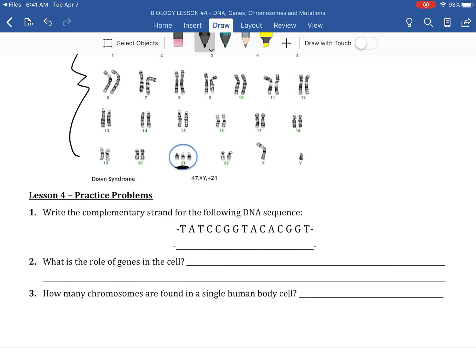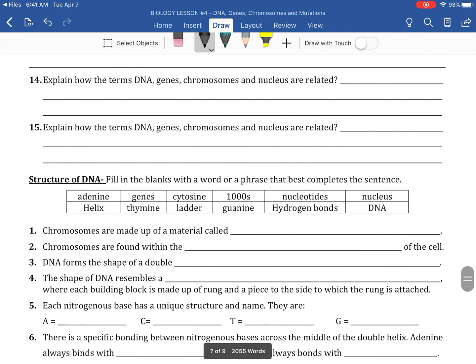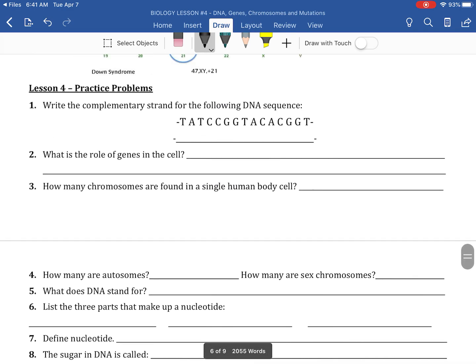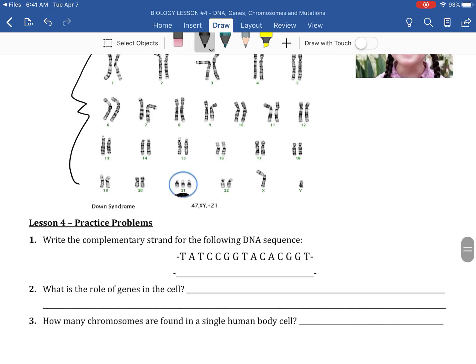Okay, so here are some practice problems you can work on. So it goes down, you can fill those questions in. This is a LearnLink gizmo. So you log in to your My Site, you go to your LMS grade 10 page, and then you can select gizmos and you can launch your gizmo. I'll give you further instructions on this before, but this is the homework and worksheets that you can fill in and work on, and I will be giving you the solutions to that later on.